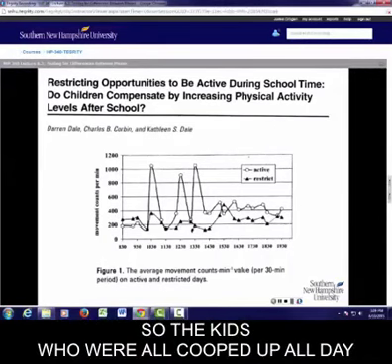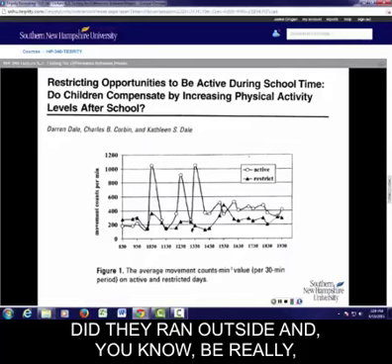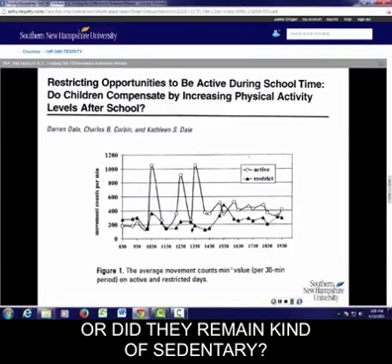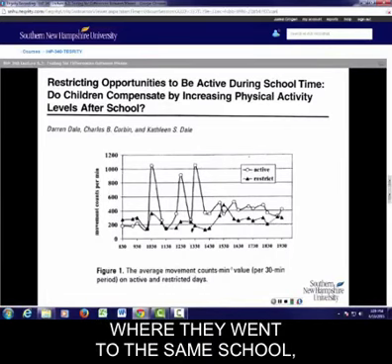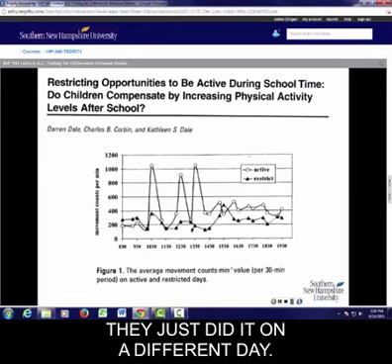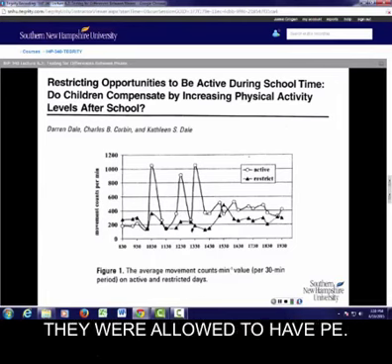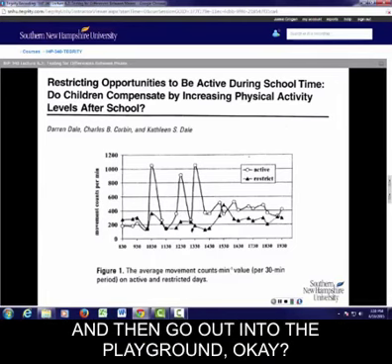So did the kids who were all cooped up all day, once the school bell rang, run outside and be really, really active because they were cooped up all day? Or did they remain kind of sedentary? And they compared that to a condition where they went to the same school, just on a different day, and the kids were allowed to go out to recess. They were allowed to have PE, and they were allowed to eat lunch and then go out into the playground.